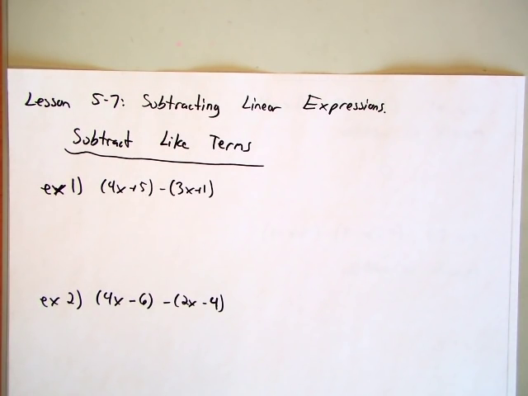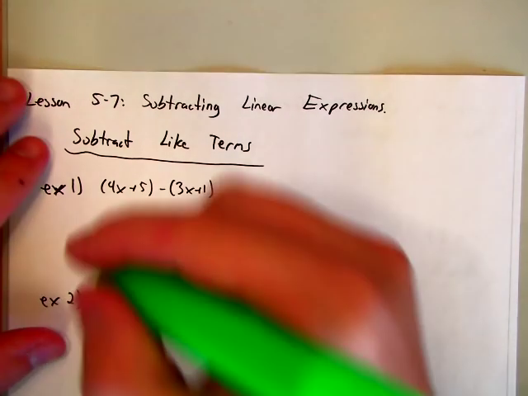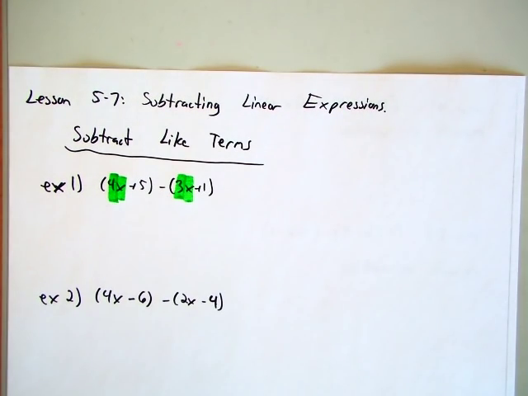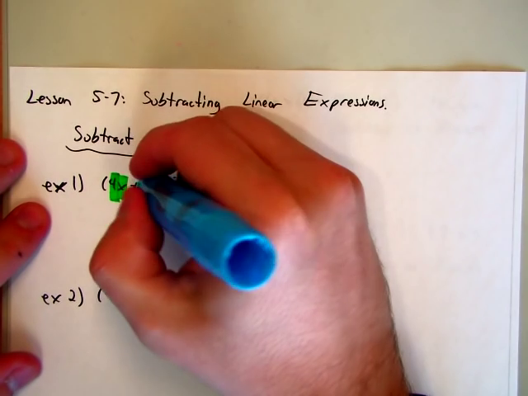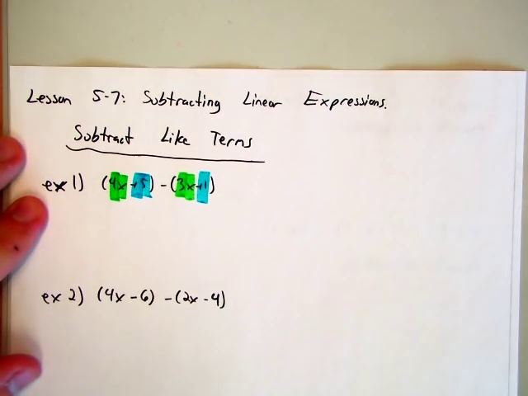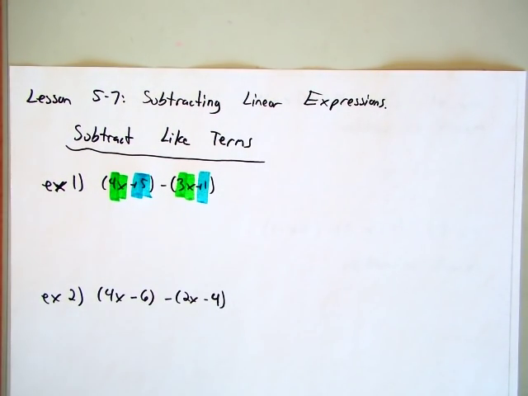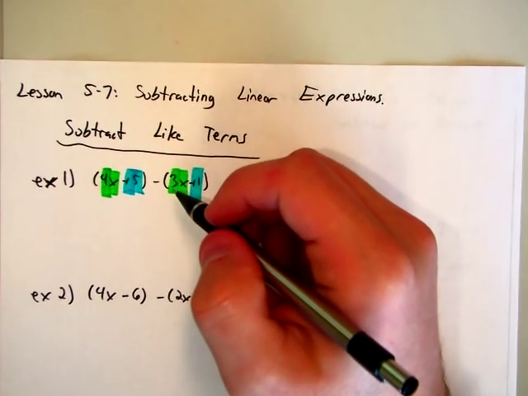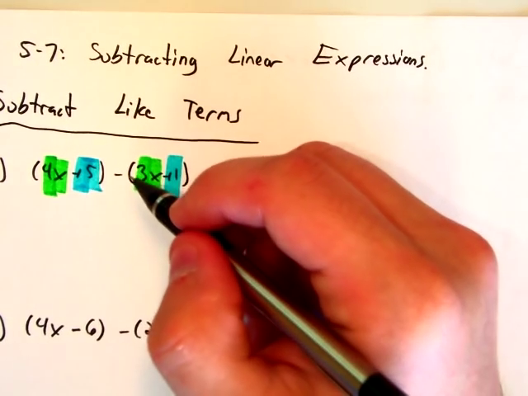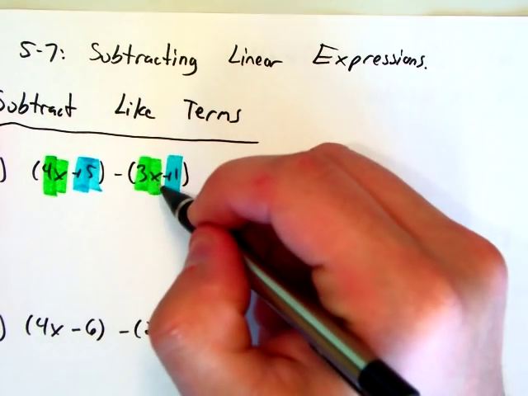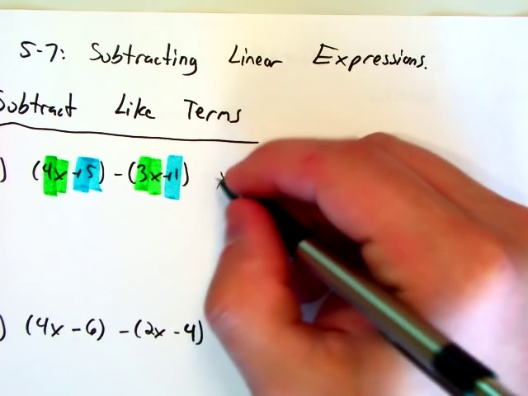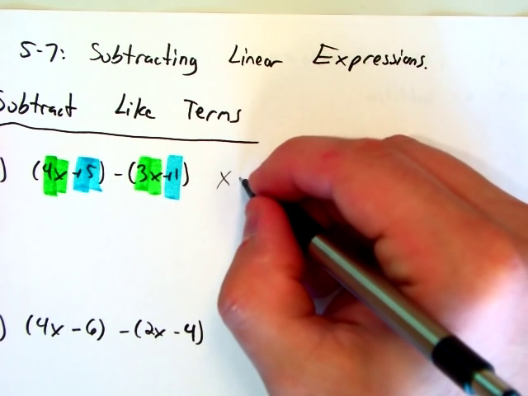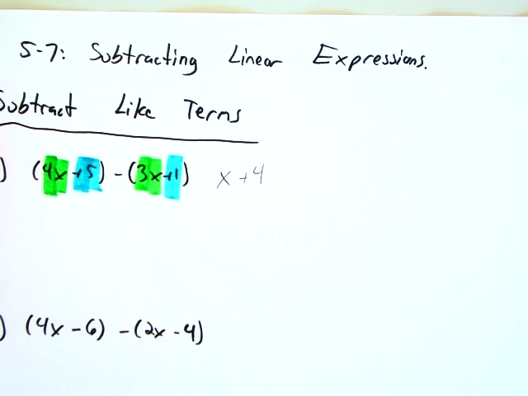So yesterday, what we did was we highlighted our like terms, like so, and then we combined them. Yesterday we had 4x plus 3x. Today we have a minus sign that's in between them. So we're going to do 4x minus 3x, and that's x. 5 minus 1 is a positive 4.